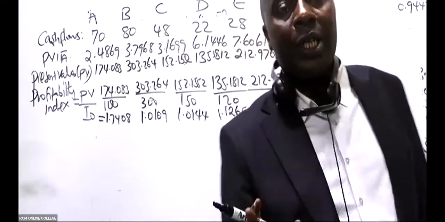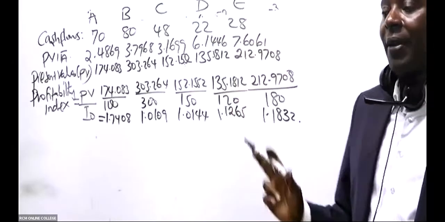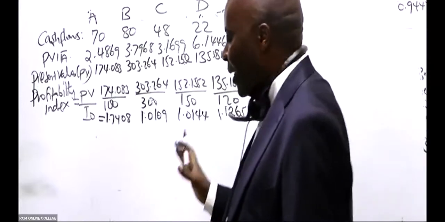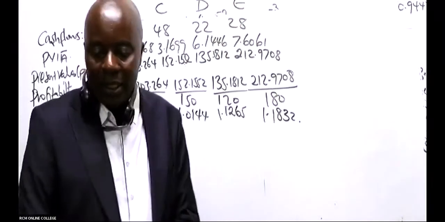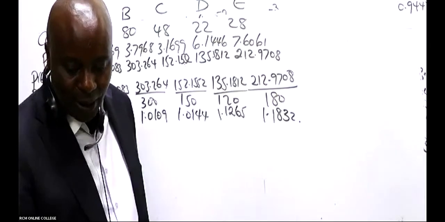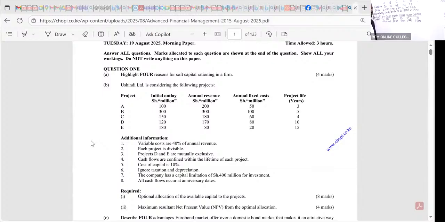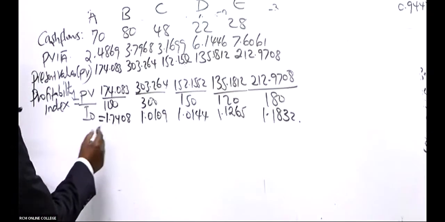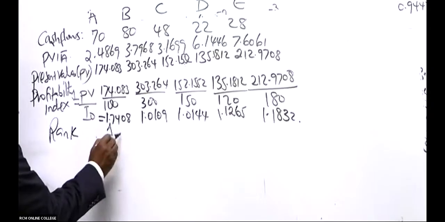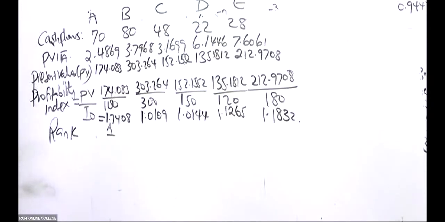Normally we choose projects with the highest profitability index and give them rank 1. So remember, the basis of getting this profitability index is to rank your projects. So in this case, let's rank these projects. Which one takes number 1, given that it is the one that has the highest profitability index? A. So A is number 1. Number 2: 1.12, 1.18. See the E? So E takes number 2 because 1.18 is higher than 1.12.